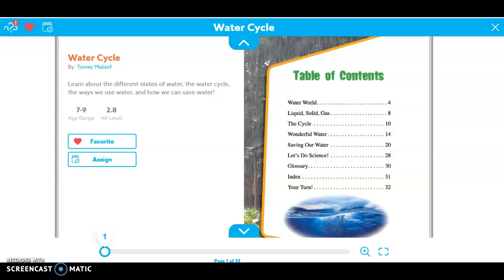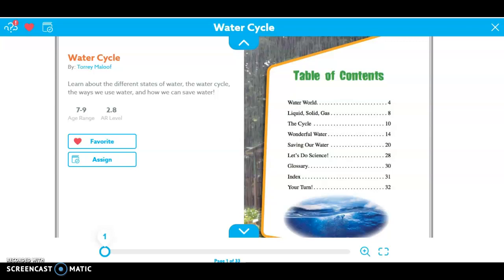Okay, so for today's lesson, third grade, we're going to talk about the water cycle. This may be something that you know about. This may be something that you've heard about, but we definitely want to talk about it. And this is a book called Water Cycle. It's going to give us really good information about the water cycle and what it is, what it does, and everything like that.